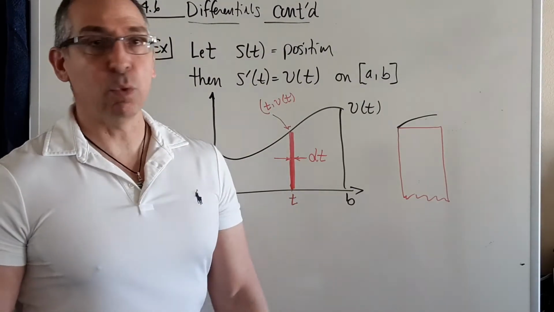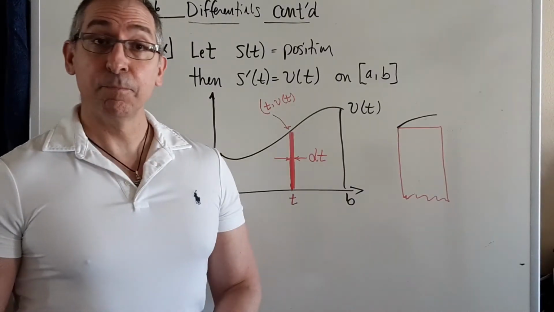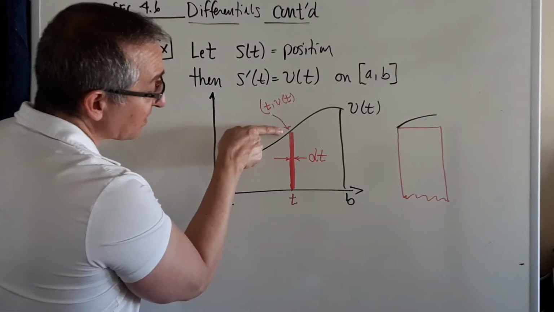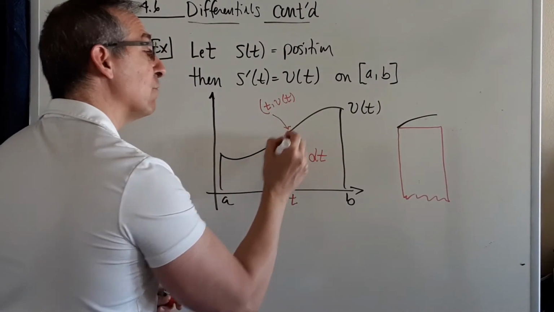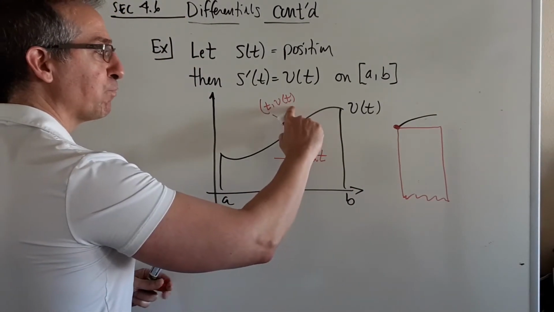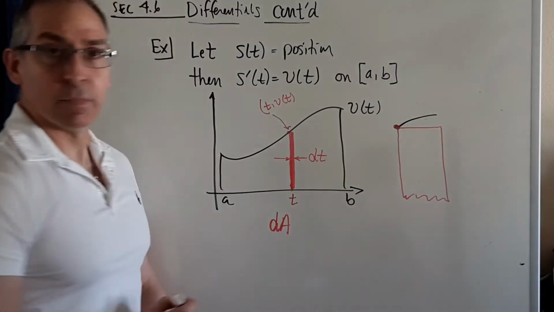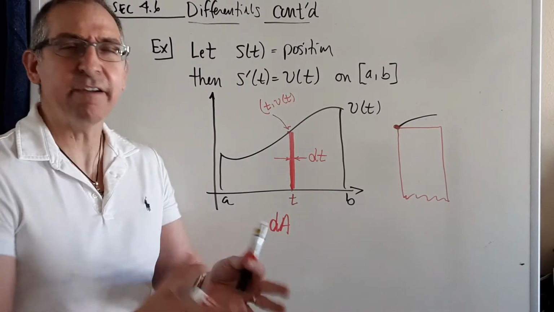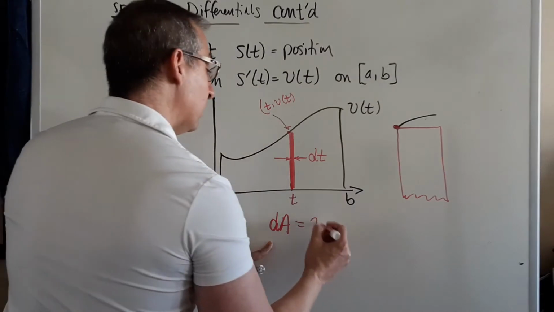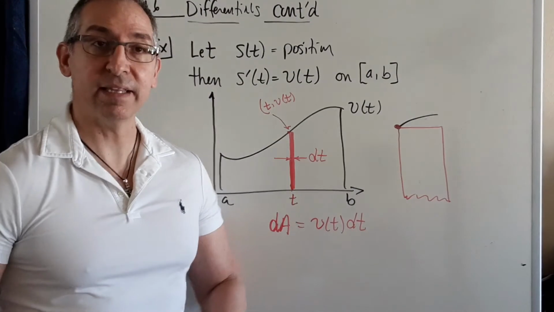What's the area of a rectangle? The length times the width. What is the length of this rectangle? It's going to be its height. Its height is the y coordinate of this position right here, right there where the corner is. And what is that y coordinate? Well, it's v of t. So I'm going to call the area of this rectangle dA, the differential element of area. It's a very tiny quantity because it's so thin, and it's equal to the length of the rectangle times its width.